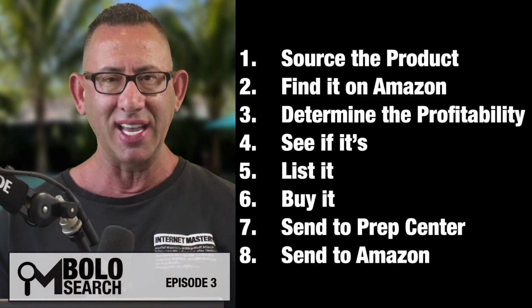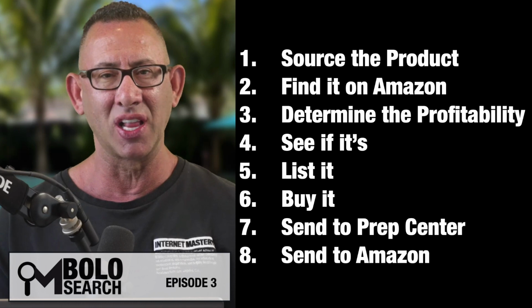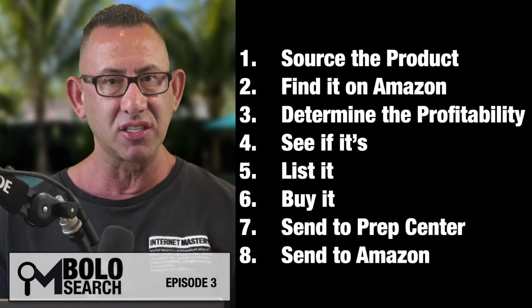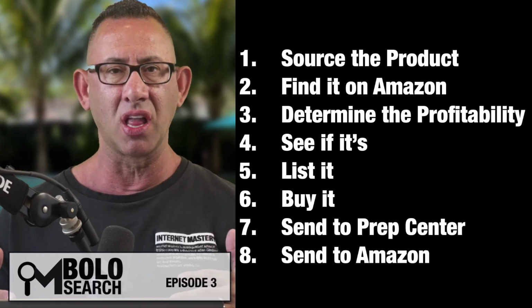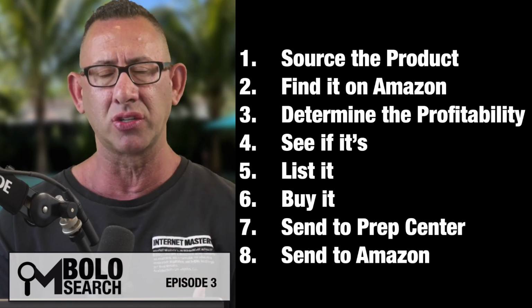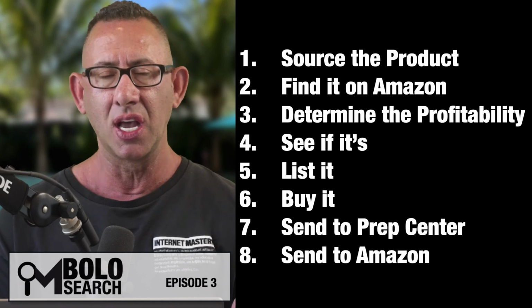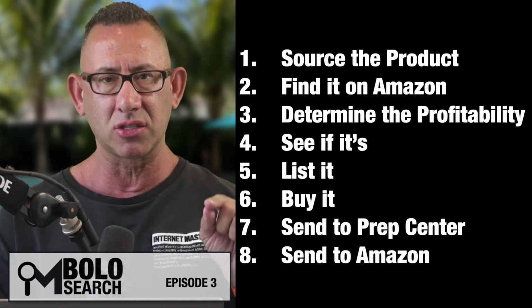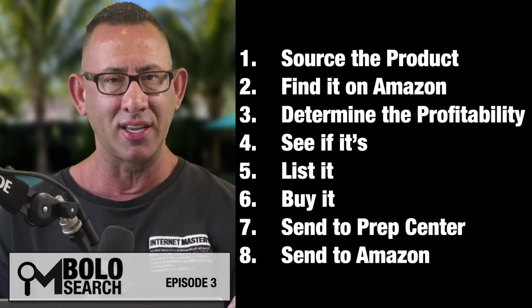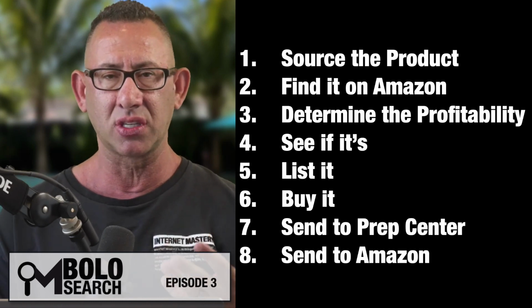So there's 8 steps in our 6-step formula, and we've been utilizing this formula within our Internet Mastery community for years. It is the formula that has generated now just under $150 million in sales. So step number 1 is source the product. Now, what that means is finding items to sell.